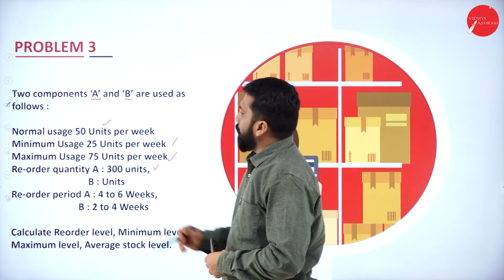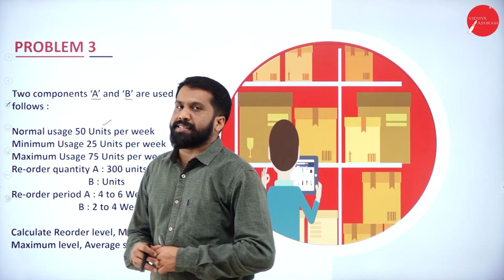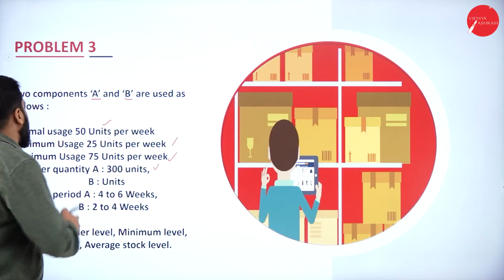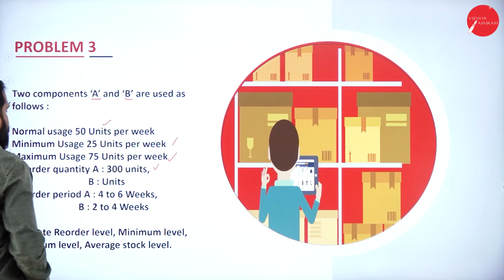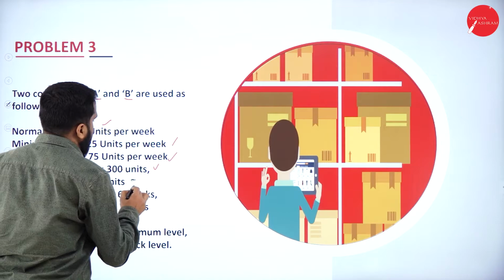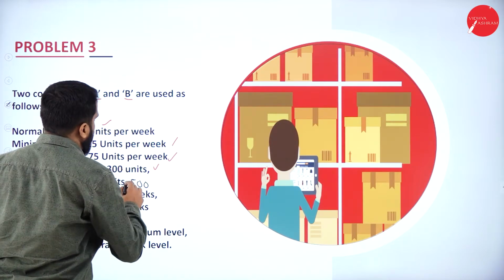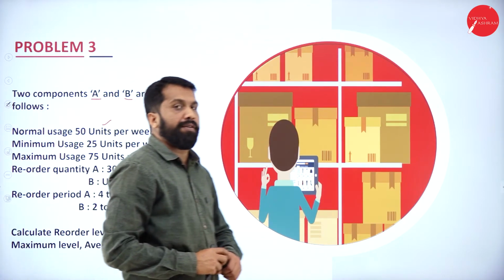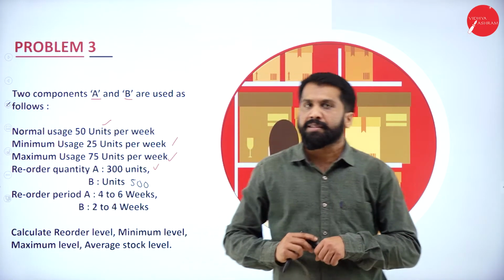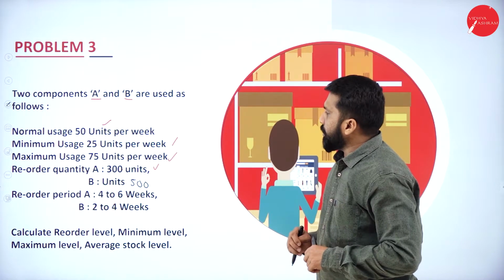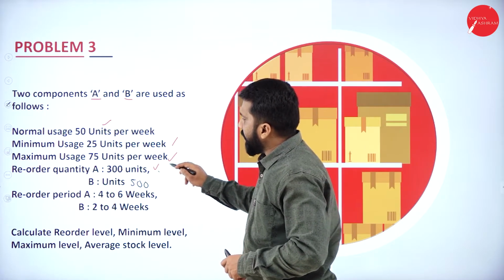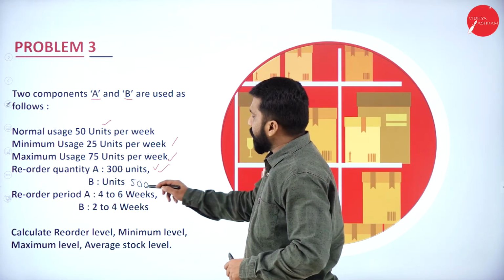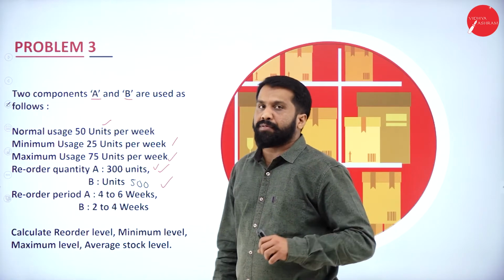But the reorder quantity for A is given as 300. For B, how much it should be? It is missed out. We'll add it as 500 units. The calculation will go for 500 units. Now, as per this, we have reorder quantity for A is 300. Reorder quantity for B is 500.